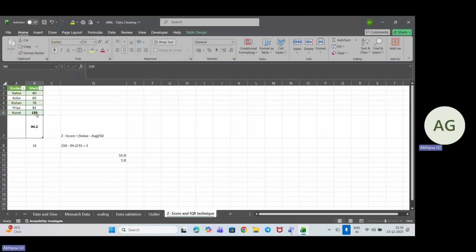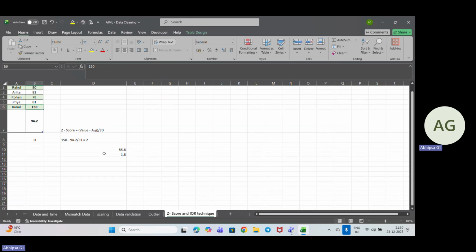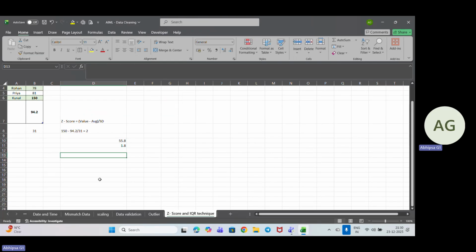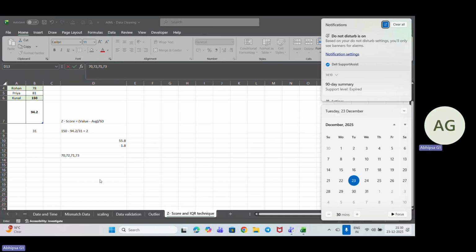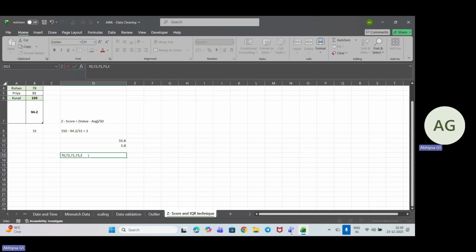Okay, because the range we have taken is around 150, so it is like 50 more than the value that we have taken. So this is what we can take. If we are taking another example, suppose the marks we are taking are around 70, 72, 71, 73, and we are taking the value as 300. So approximately we are getting this, and suppose we want to add it up.